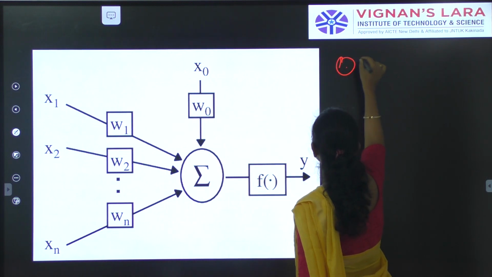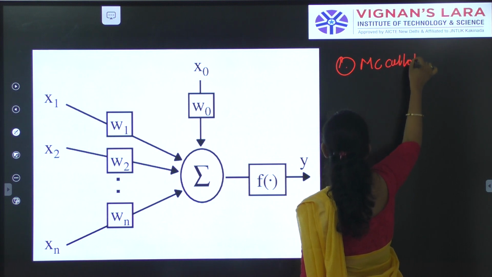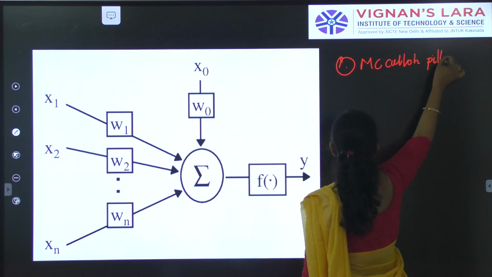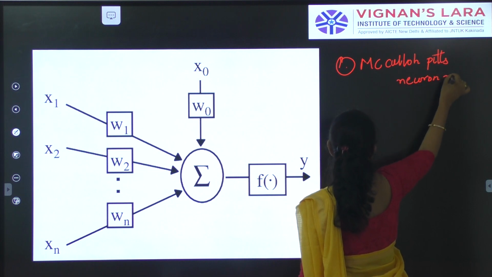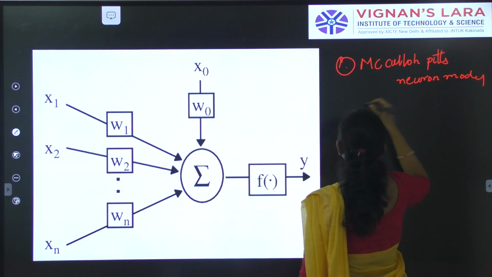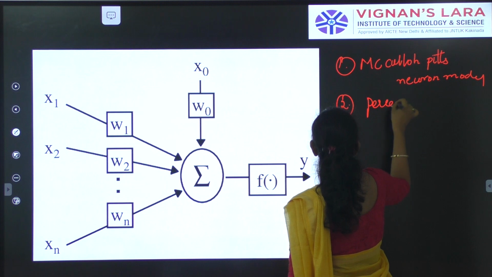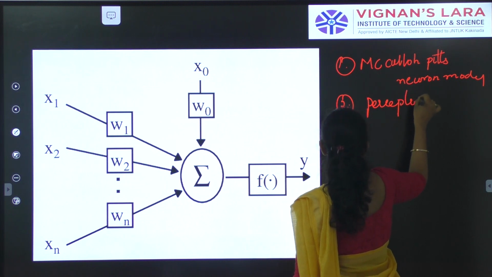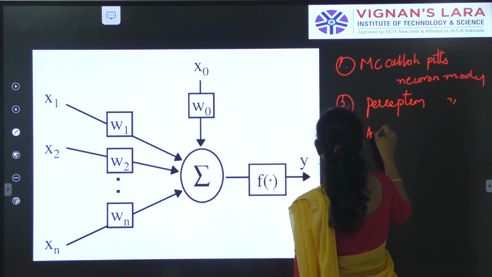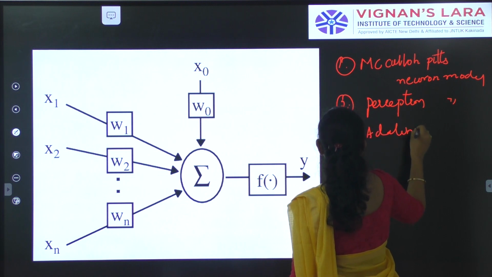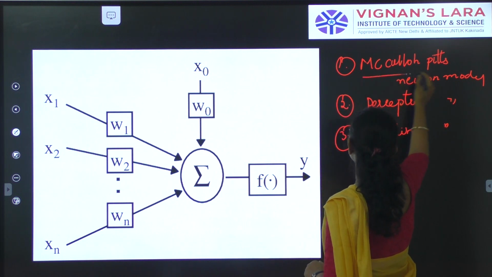So the first one is McCulloch-Pitts neuron model. Second one is perceptron neuron model, and third one is Adaline neuron model. So what is meant by McCulloch-Pitts neuron model?